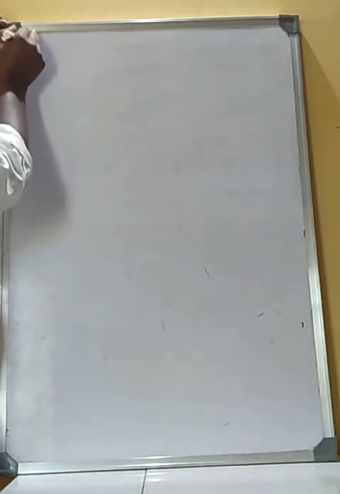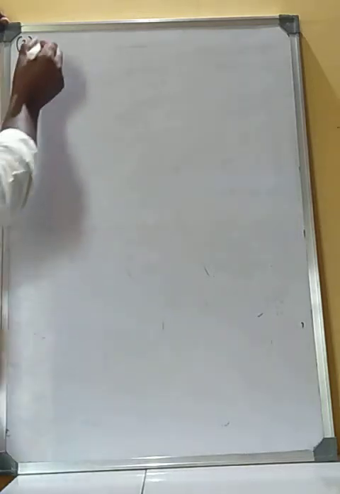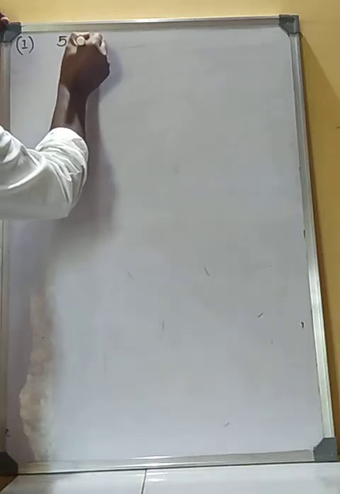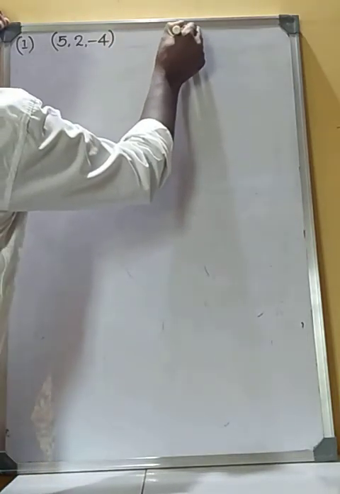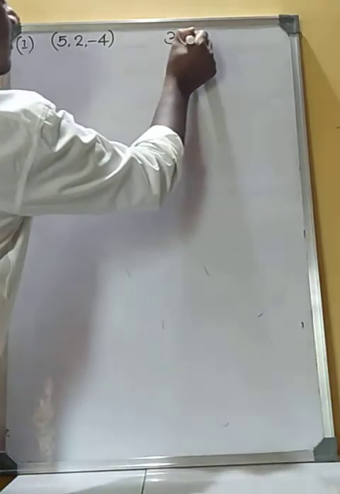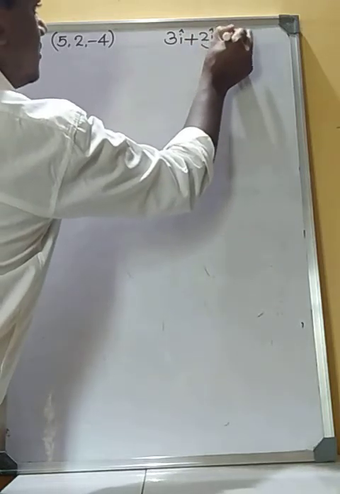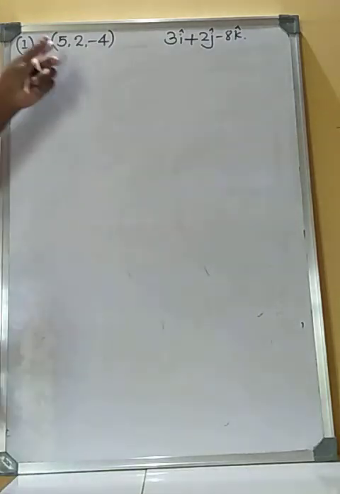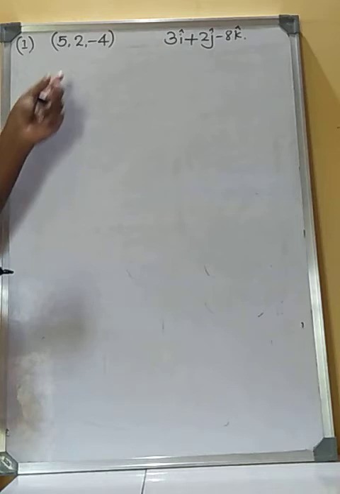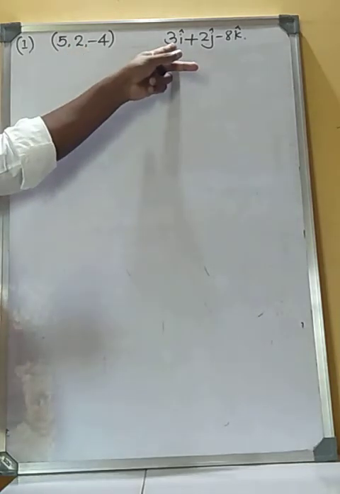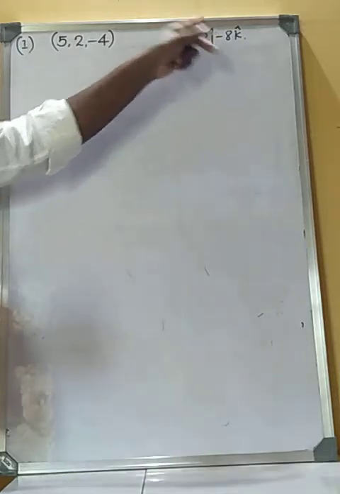Now example 1. Find the vector and Cartesian equations of the line through the point (5, 2, -4) and which is parallel to the vector 3i plus 2j minus 8k.